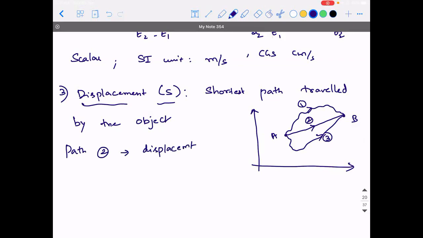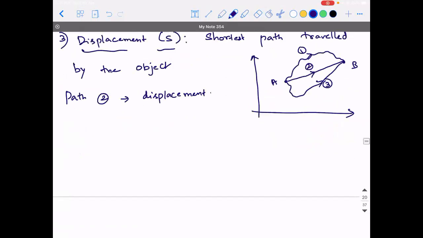So if 2 points are given to you and you want to calculate the displacement, what are we supposed to do? Join the endpoints with a straight line. That's it. That is going to give you the answer.